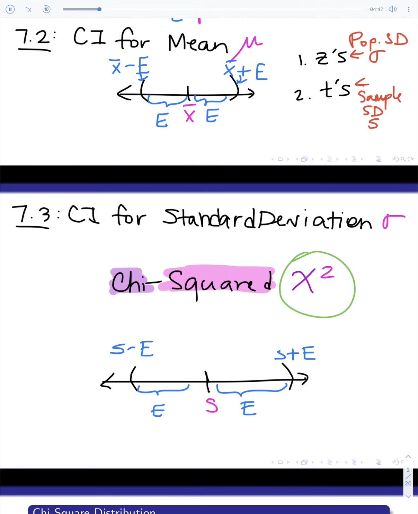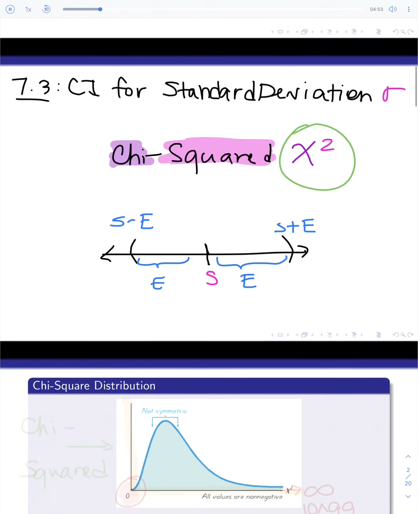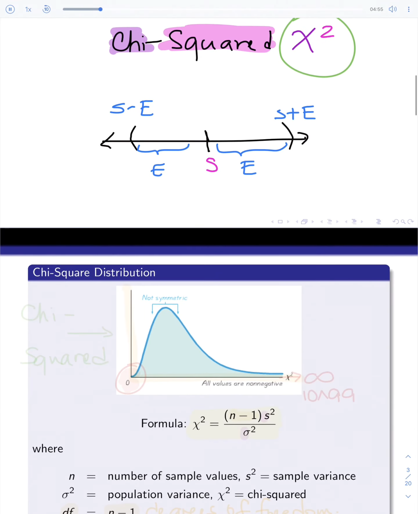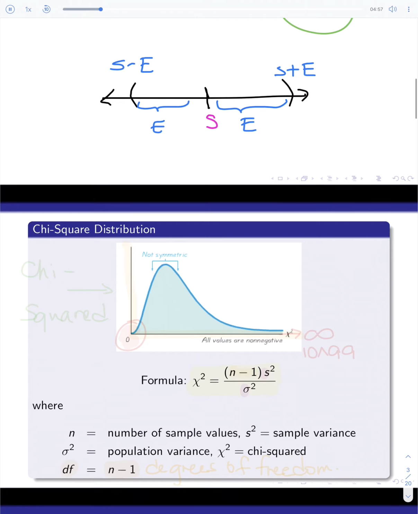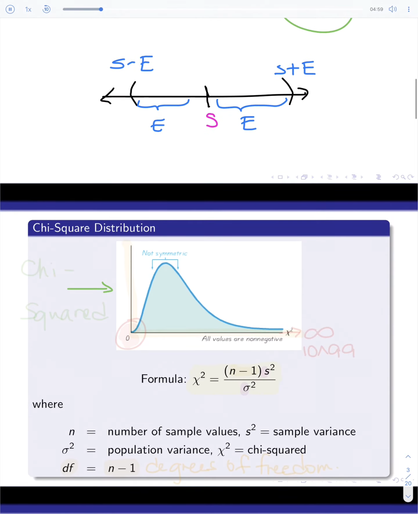Now, because we're not using Z's or T's, this is going to be quite a bit different because chi-squared is the first graph that is not bell-shaped and it's not symmetric. Let's see what it looks like. The chi-squared graph looks like the following. So here's our chi-squared graph.